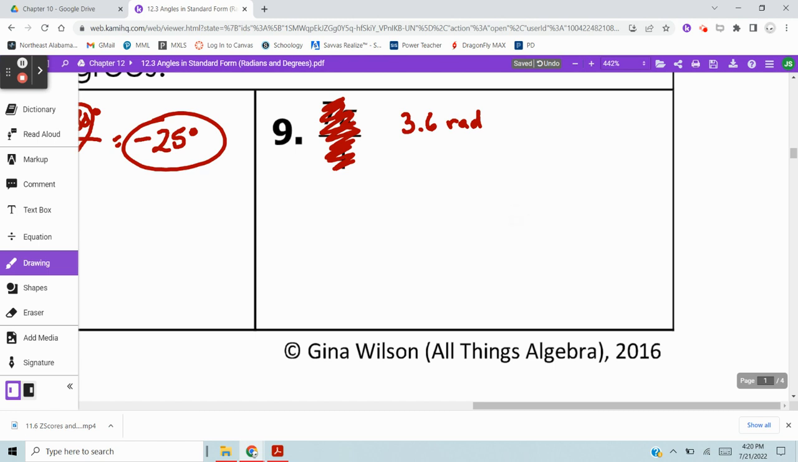So if we were to ever have something like 3.6 radians and we want to convert that to degrees, now we know that 3.14, pi radians, is 180 degrees. So I do want to point out that if 3.14 is 180, then 3.6 will be a little bit bigger than 180. So we're looking at probably about a 200 degree angle here, just to give some thought before we start this. But anytime there's no pi in there, you do have to use the other method.